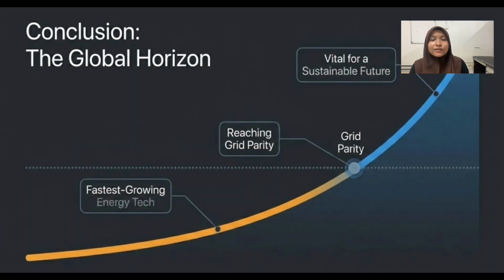In conclusion, solar is the world's fastest growing energy technology, with production increasing by over 40% annually. It is rapidly reaching grid parity, meaning it is becoming cheaper than traditional power in many regions. As costs continue to fall, solar energy will remain a vital pillar for a sustainable green future.